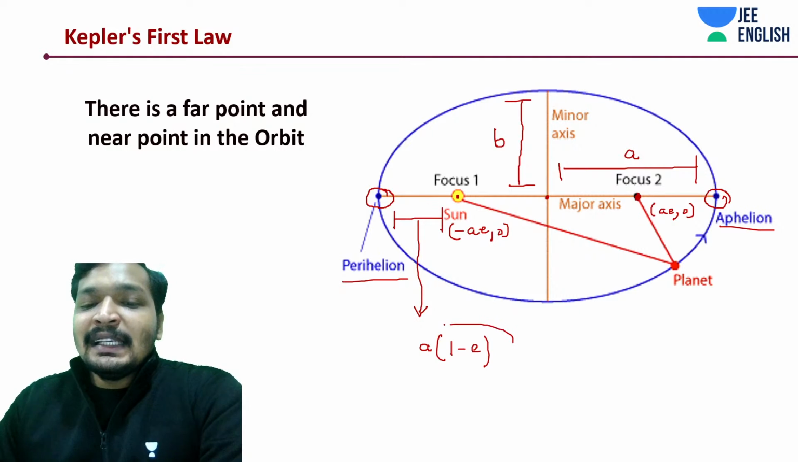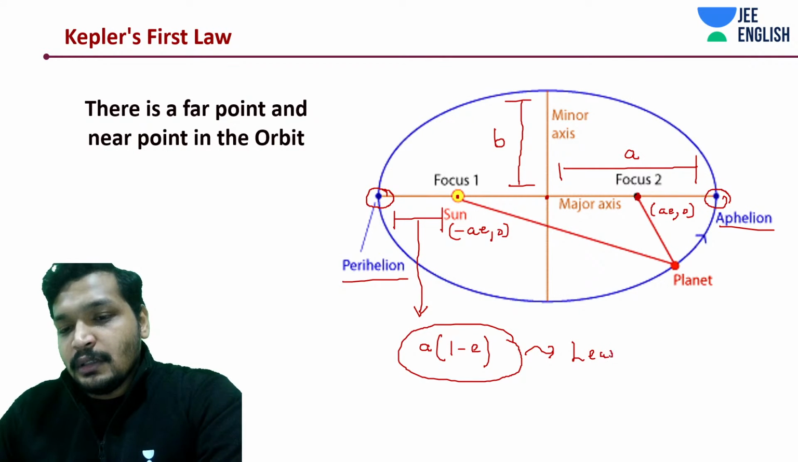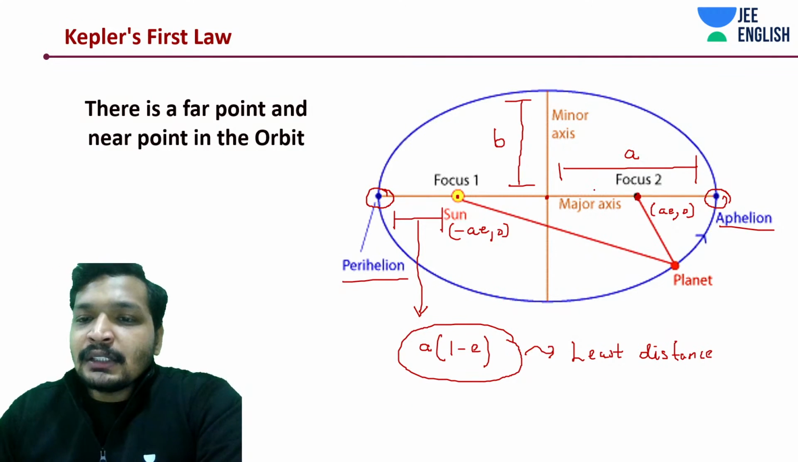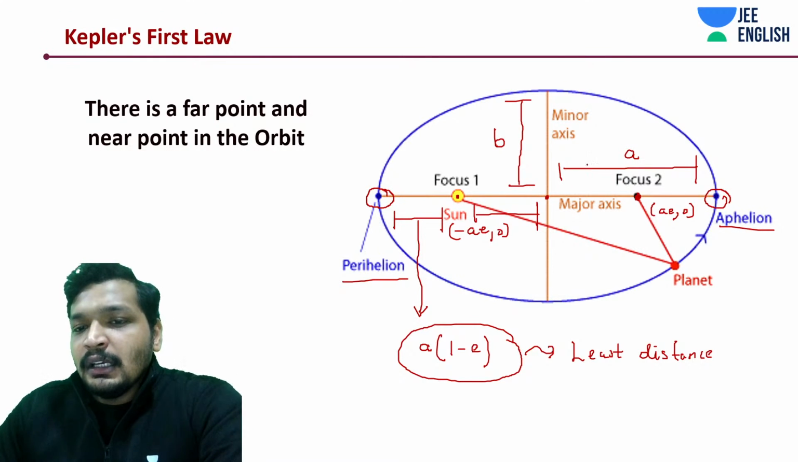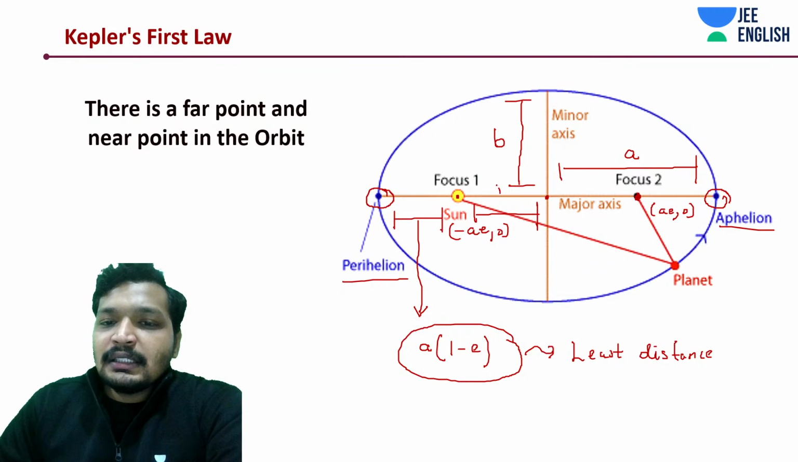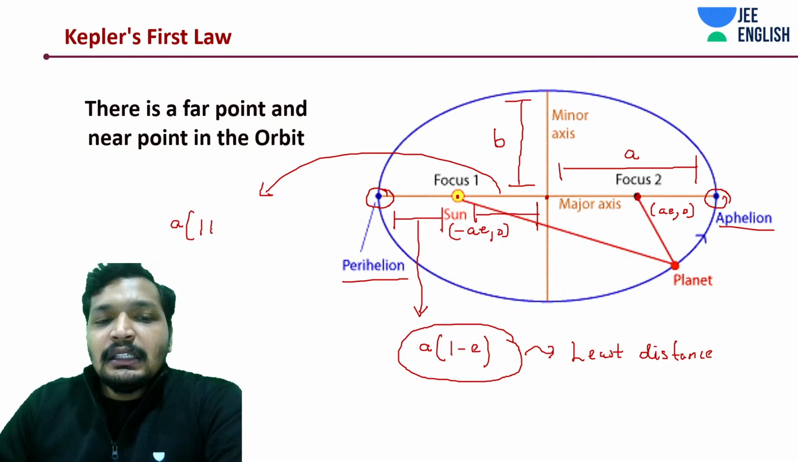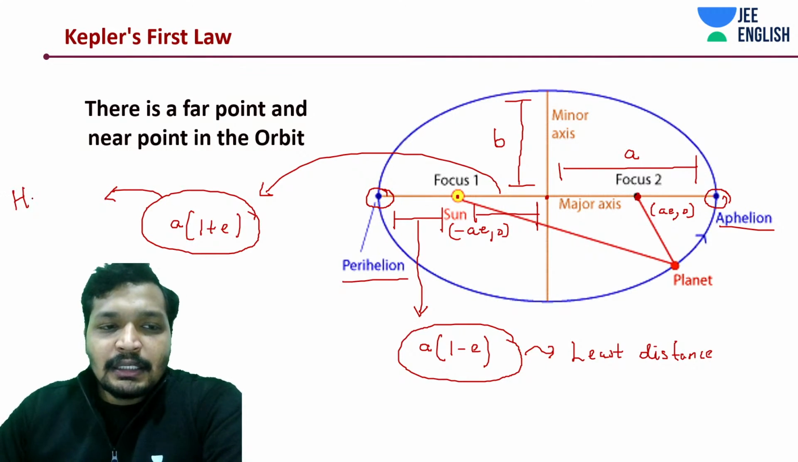This is going to be the least distance between the Sun and the planet. Then there is going to be A into (1 plus E), basically AE plus A. So this distance, as we just discussed, is going to be the highest distance between the Sun and the planet. Okay, that's it.